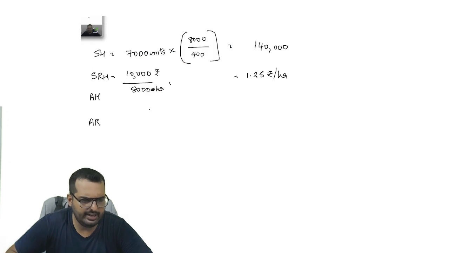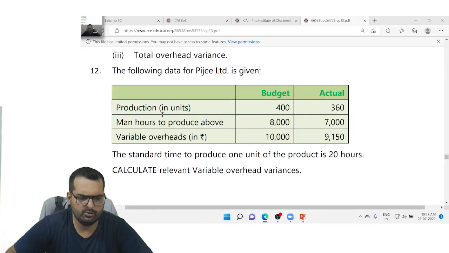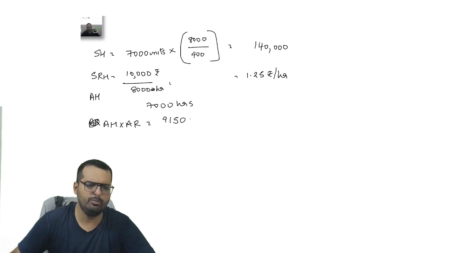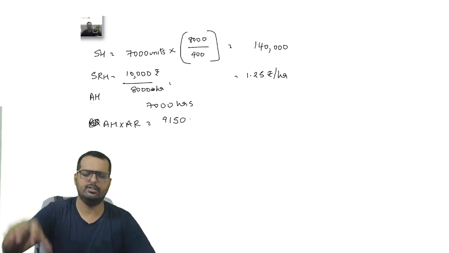Then you have AH, actual hours, which is 7,000 hours. AR is not required. We'll directly find out AH into AR, which turns out to be 9,150. I'll give you 2 minutes time, friends. Those who haven't done it, just quickly do it.